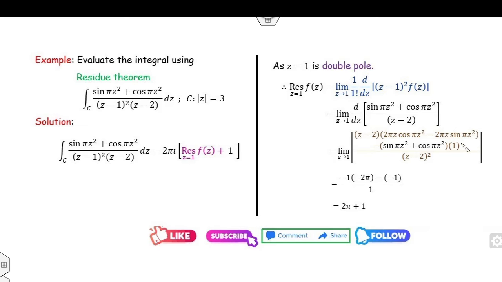Fine. I think this will be z is equal to 1, so sine pi will be 0. This value will be 0. But from this second term, this value is 0 and this value will be minus 1. So that's minus 1. Substitute the residue at 1 and you will get the right answer of this problem: 4 pi iota into pi plus 1.